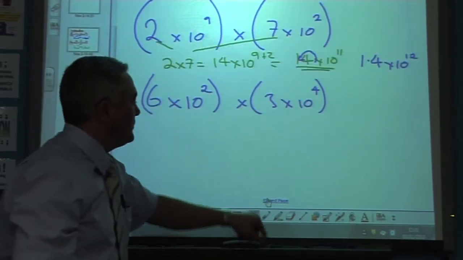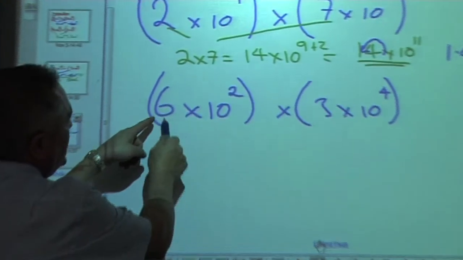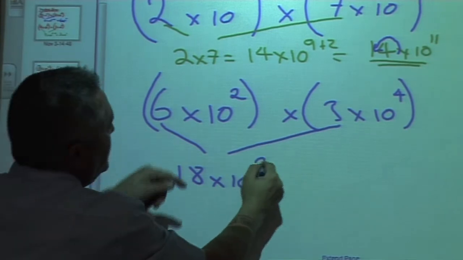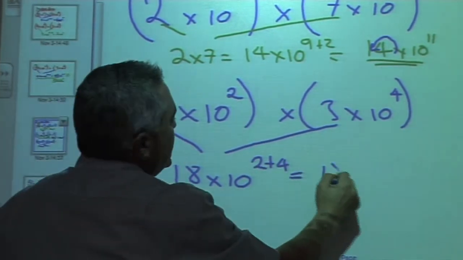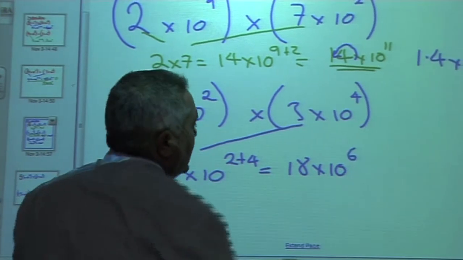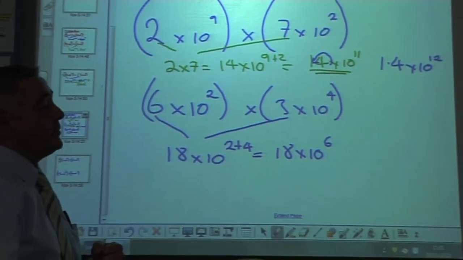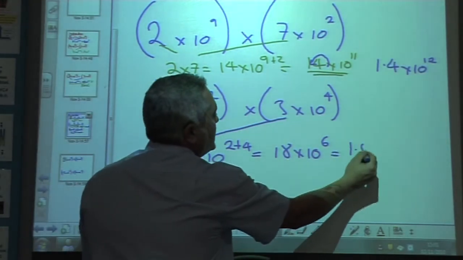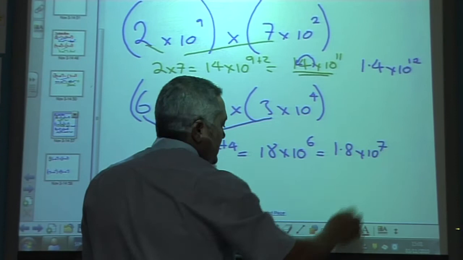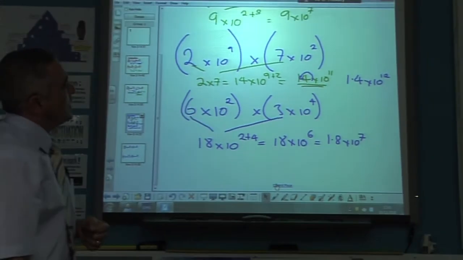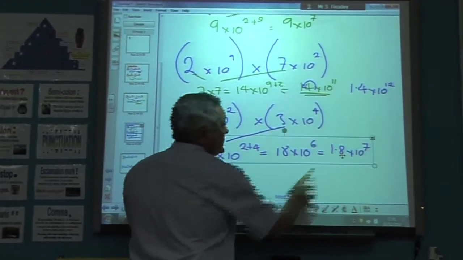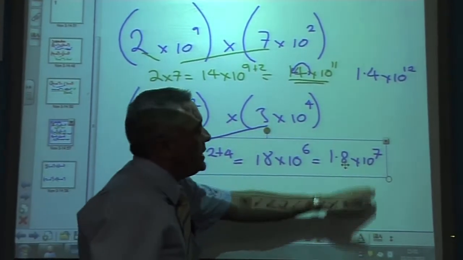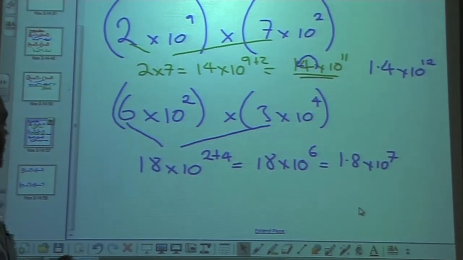So when you have a two-digit number, that's not 0 obviously, then we need to move it one more place that way. This last one, 6 times 3, 18, times 10, 2 plus 4, so it's 18 times 10 to the 6. Again, it's not in standard form. Move it one more place, 1.8 times 10 to the 7. Now I've shown each process. The examiner knows that I know what I'm doing. So if you made an error right down here, you might get some marks for your working out.